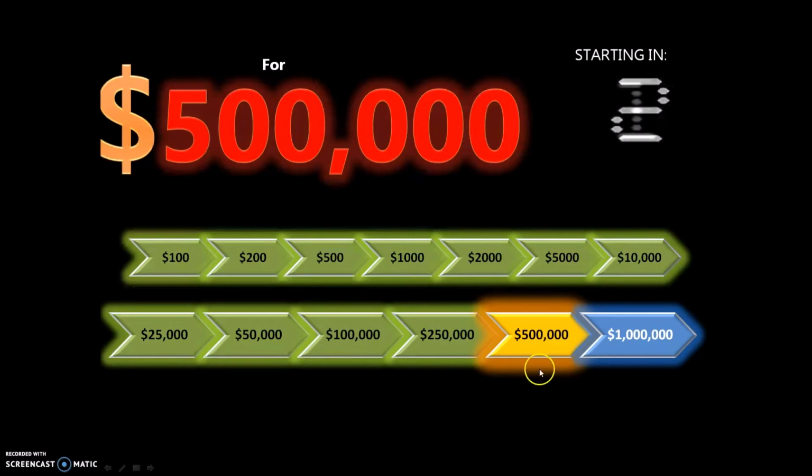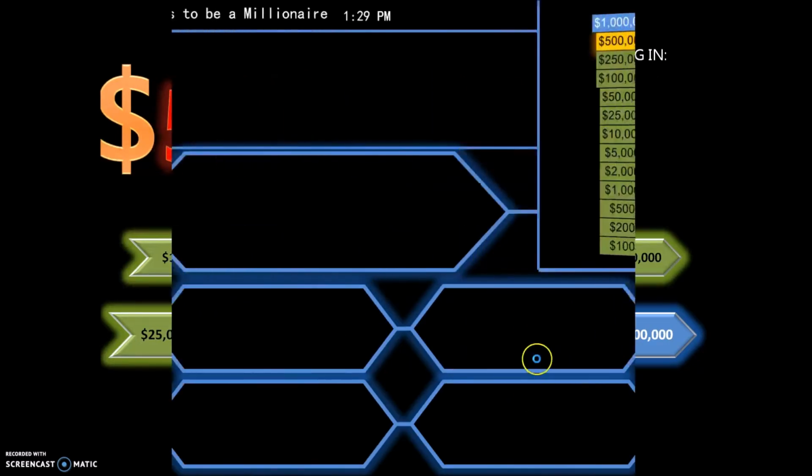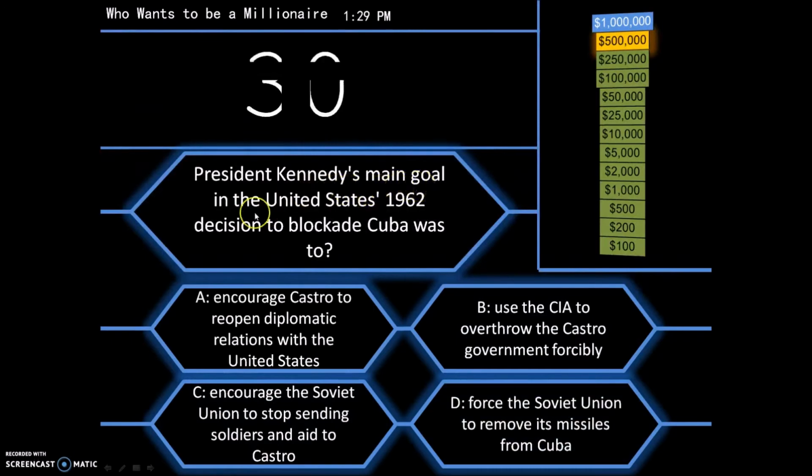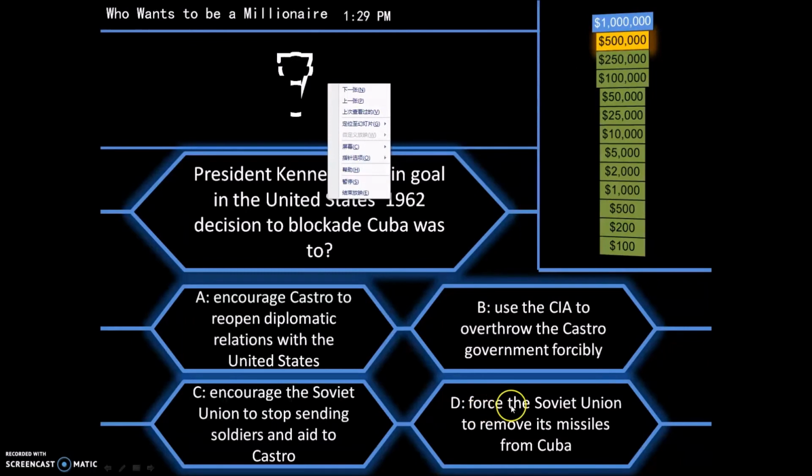Alright, we're almost there. President Kennedy's main goal in the United States 1962 decision to blockade Cuba was to A, encourage Castro to reopen diplomatic relations with the United States. B, use the CIA to overthrow the Castro government forcibly. C, encourage the Soviet Union to stop sending soldiers and aid to Castro. D, force the Soviet Union to remove its missiles from Cuba. So if you ever remember the Cuban Missile Crisis, yes, this is it, and our answer is D.